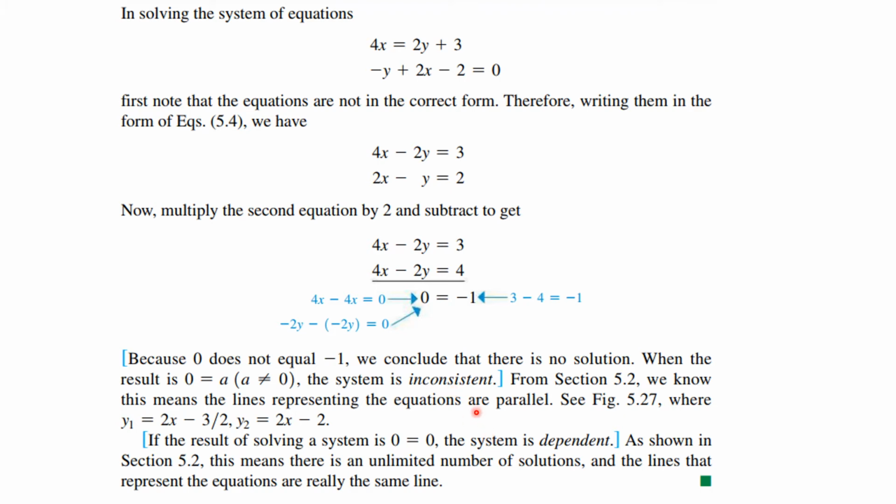The lines are parallel. If we had tried to solve this and things dropped out and we got 0 equals 0 or 5 equals 5, something that is always true, the system is dependent, and that means there's an unlimited number of solutions. They're really the same line.